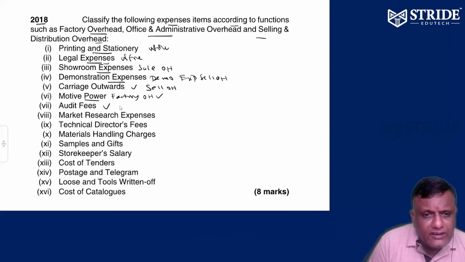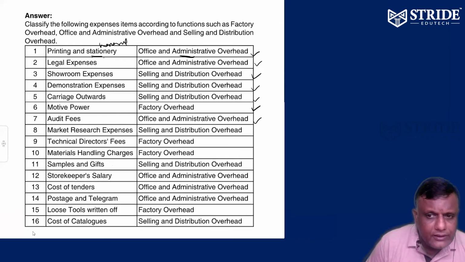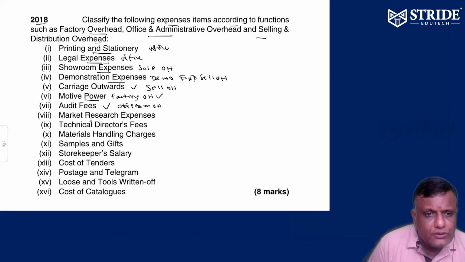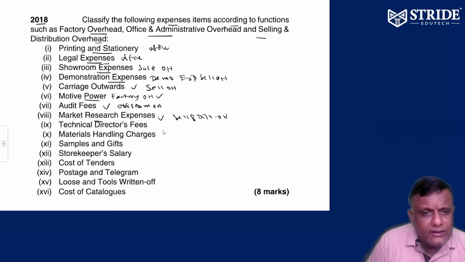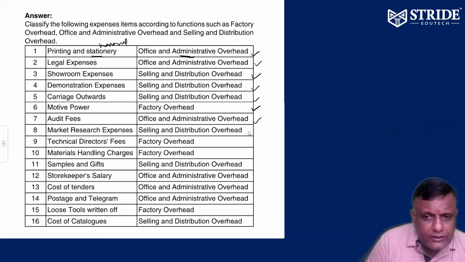So audit fees generally related to office and administration overheads. Right. Next one, market research expenses, generally related to selling and distribution overheads. Market research means checking whether the product can be sold in the market. We have to spend some money. Okay, selling and distribution overheads.